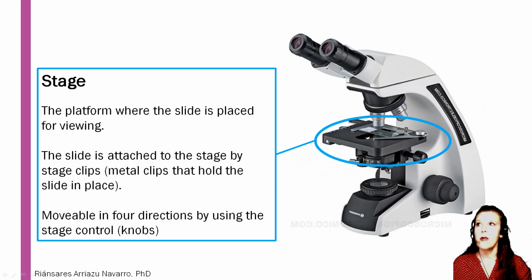Next, here we have the stage, where we are going to put our slide. We are going to observe with the oculars. Our specimen or our sample is here. The slide is attached to the stage by these stage clips that help us to move our sample. It's possible to move the sample in 4 directions using the stage controls or knobs.